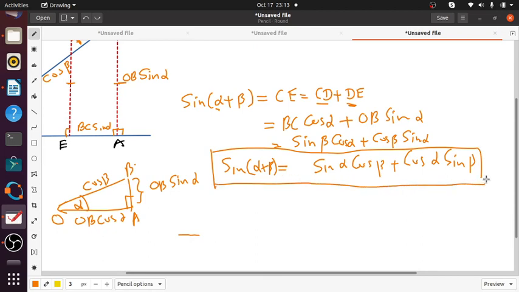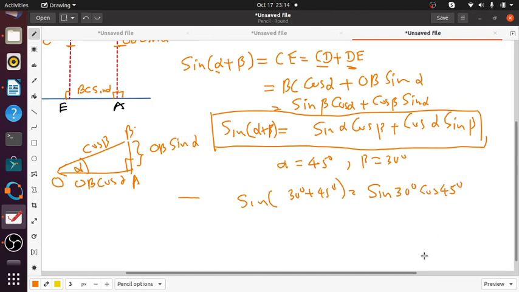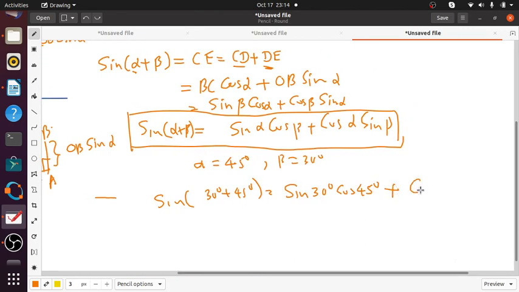So likewise, we can write down other ratios as well. So for example, let's say alpha is equal to 45 and beta is equal to 30 degrees. How do you find this? So sine 30 plus 45 degrees. You can use this formula now. So the formula is sine of the first angle, sine 30, then cosine of the second angle, 45 degrees, plus cosine of the first angle, which is 30 degrees, times sine of the second angle.